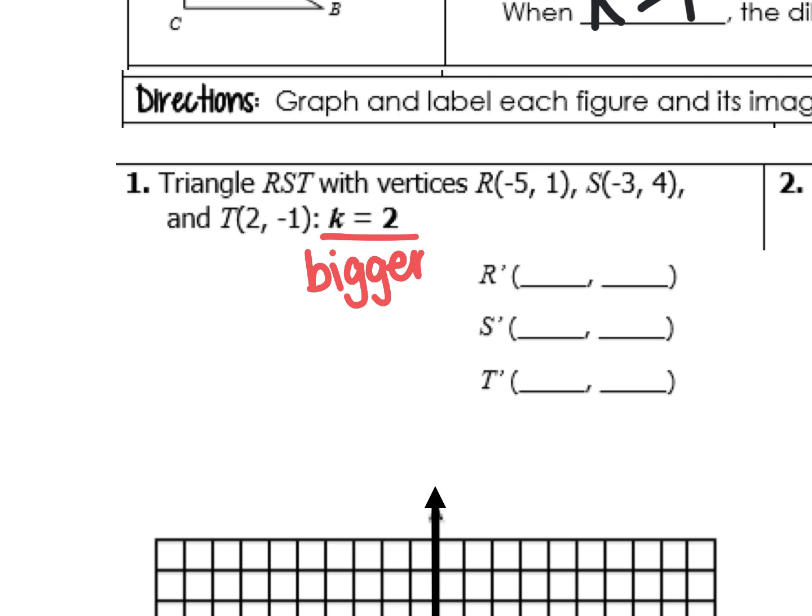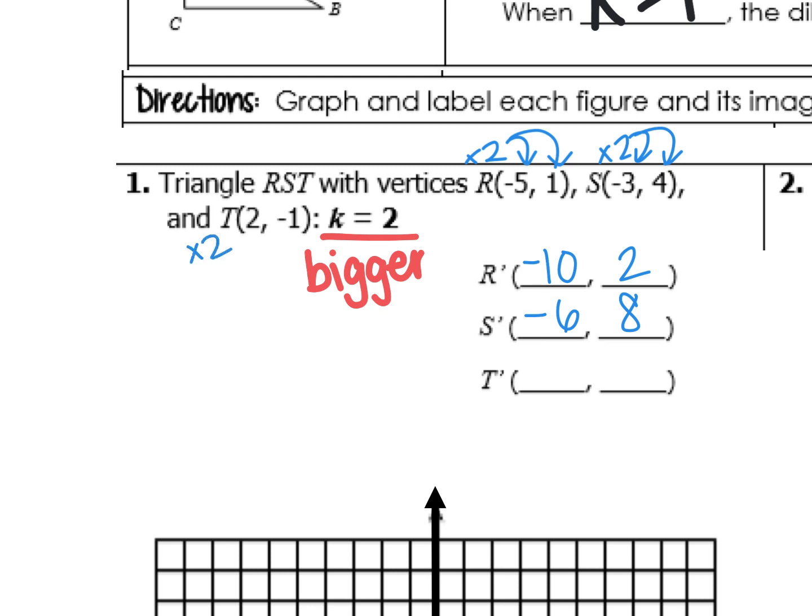So to get all of the new points for our triangle that's twice as big, all you have to do is multiply the x-coordinate and the y-coordinate by 2. So to find R prime, I'm going to take the x for R and the y for R and multiply it by 2. So 2 times -5 gets me -10. And then 2 times 1 is 2. For S, I'm going to do the same thing, multiply both by 2. 2 times -3 is -6, and then 2 times 4 is 8. So S prime would be the point -6, 8.